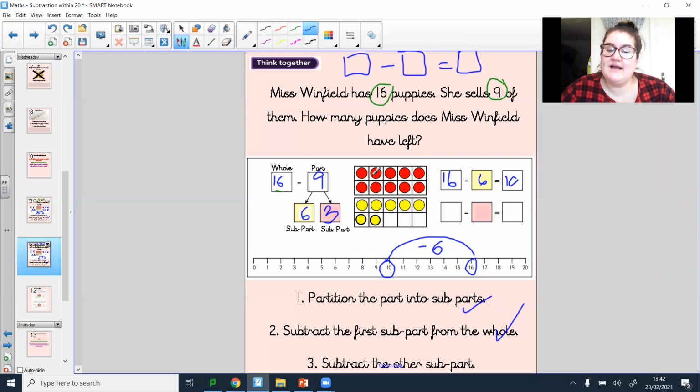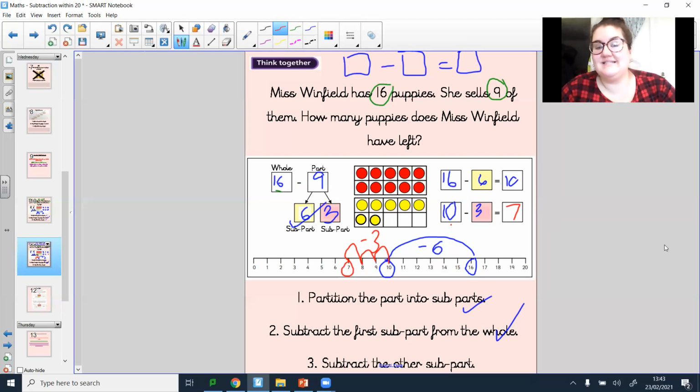Step 3, subtract the other subpart. So I've subtracted the 6. Now I need to subtract the 3. Okay, so remember we're starting from 10. See if you can have a go at working that out for me. So we're starting from 10, okay, and we are subtracting 3. Here we go. 1, 2, 3, and I've landed on the number 7. So 16 take away 9 equals 7.